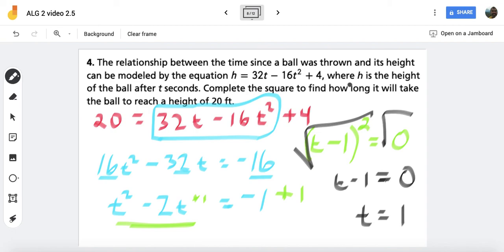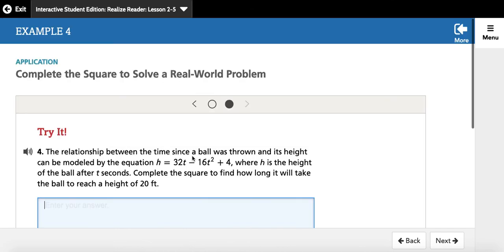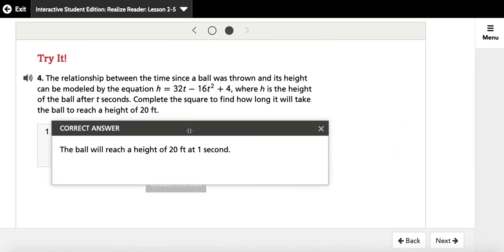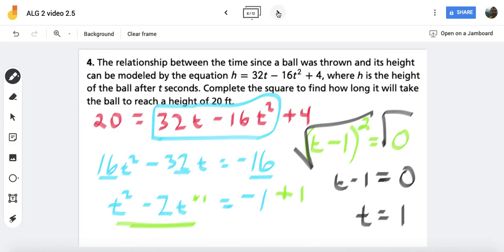Now, what were the units? Where h is the height of the ball after t seconds. So I believe after 1 second, the ball will be at a height of 20 feet. Let's see. 1 second. There it is.